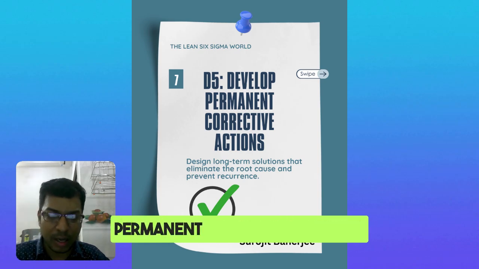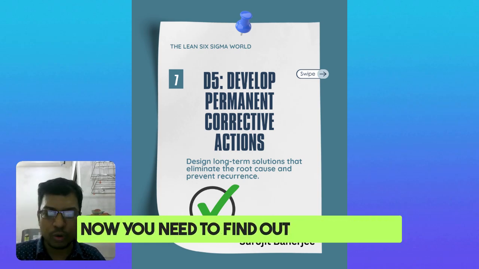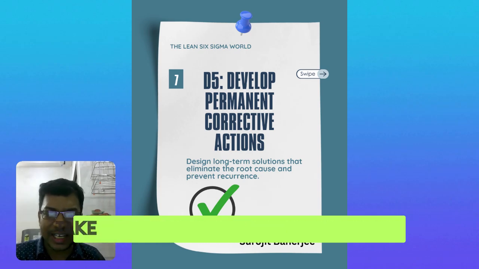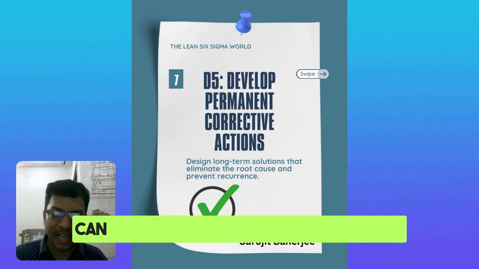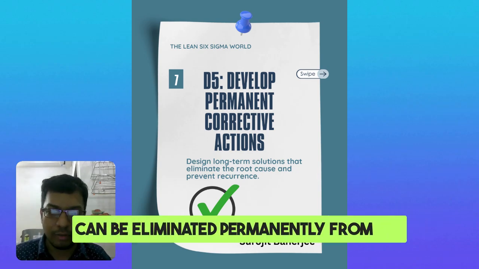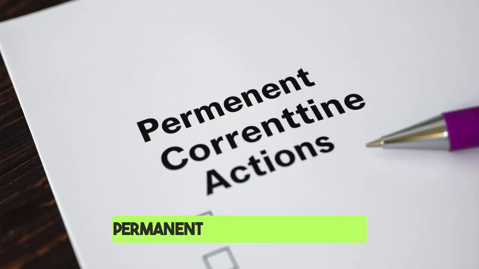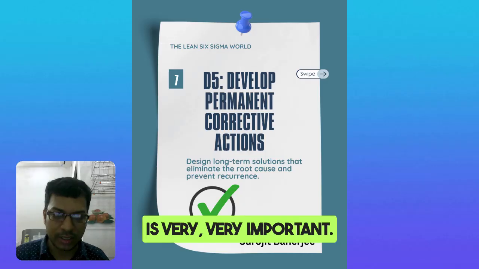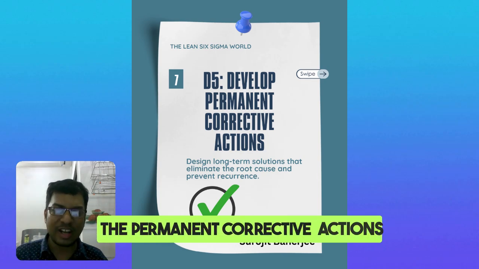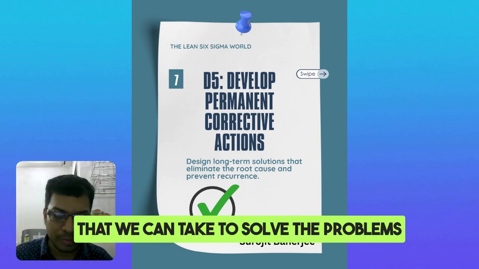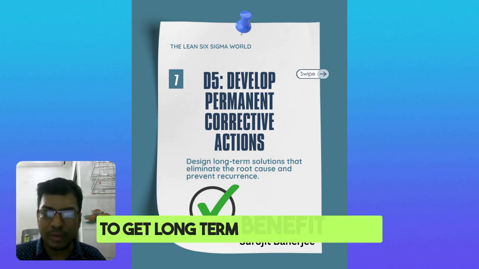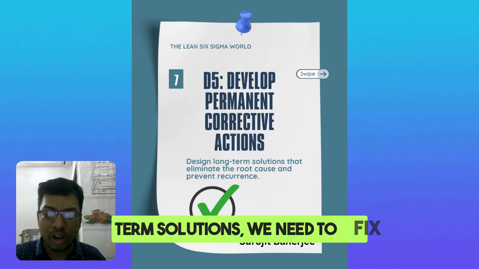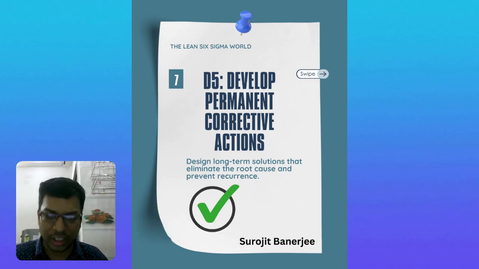D5 is develop permanent corrective actions. Now we need to find out what are the permanent corrective actions that we can take so the problem recurrence doesn't happen, and the problem can be eliminated permanently from the area of work. Permanent corrective actions are very, very important. So you need to find out what permanent corrective actions we can take to solve the problems. To get long-term benefit, for long-term solutions, we need to fix the permanent corrective action.